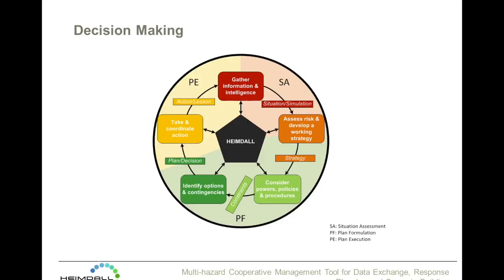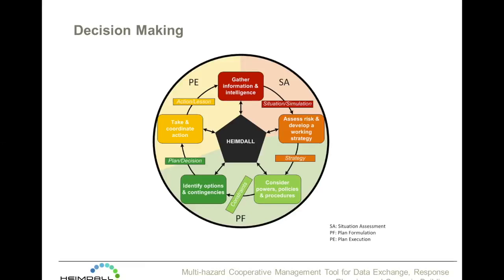We found, for example, the situation assessment phase, SA, here in red. That consists of gathering the information and intelligence and partially of the assessment of the risk and the development of a working strategy. So the big cornered boxes are steps to be taken by the end users. And in the background, we have the dedicated phase, here in this example, the situation assessment. The small cornered boxes are the results of these steps.